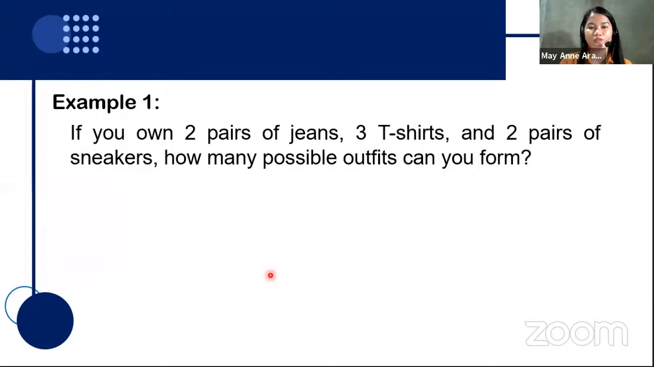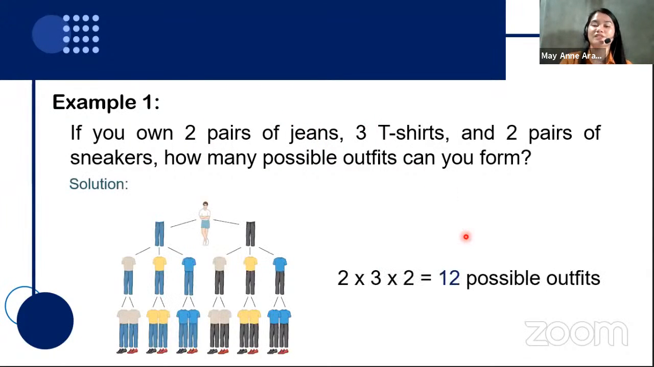So to solve this, we will just apply the fundamental counting principle. To get the number of possible outfits, you just need to multiply these numbers. So how many pairs of jeans, the number of t-shirts, and the number of pairs of sneakers. So you just need to multiply 2 times 3 times 2. So that is 6 times 2. The answer is 12.